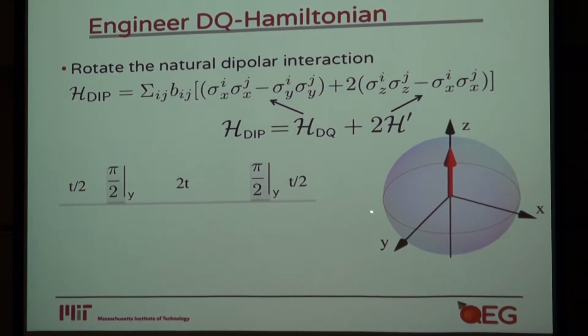So if I describe my normal dipolar Hamiltonian as this arrow along the z direction, because it's the part which commutes with my larger Zeeman field along the z direction.